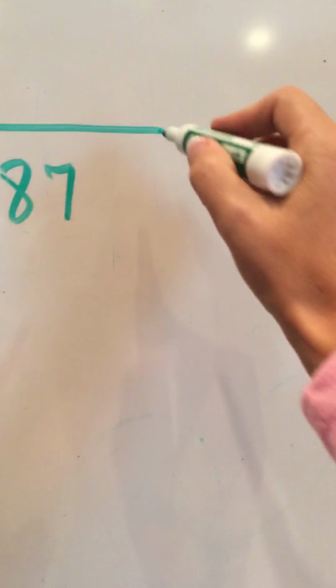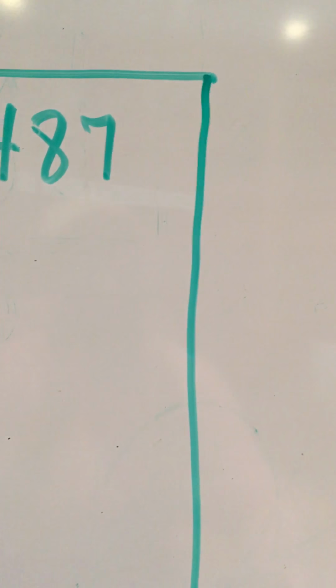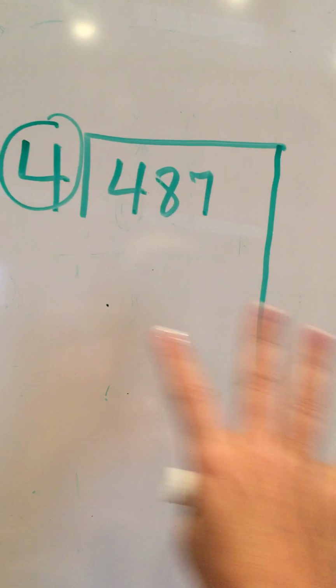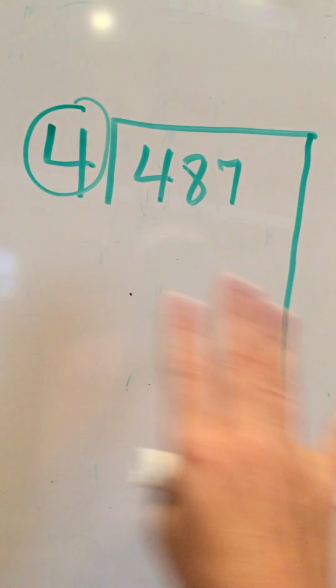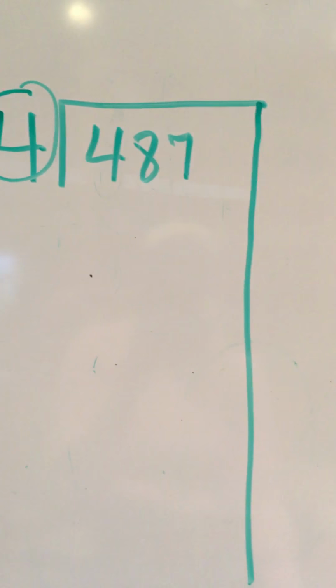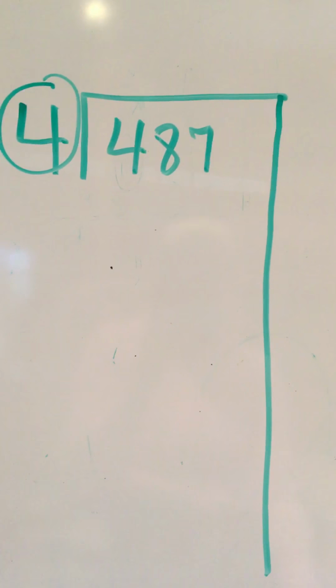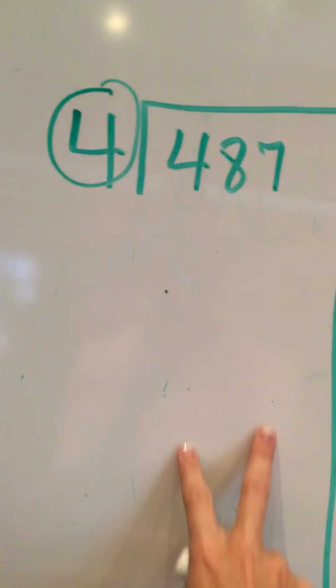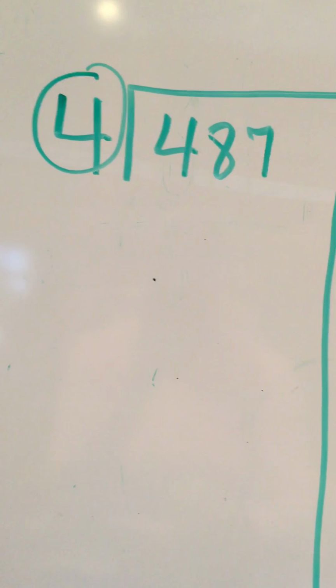The great thing about partial quotients, watch me draw this line straight down, is we're going to work beside the problem, and you can really choose any factor to go with 4 to pull out of 487. But the thing that we want to think about is what factor could we multiply 4 by to get as many digits out of the 487 as we can.